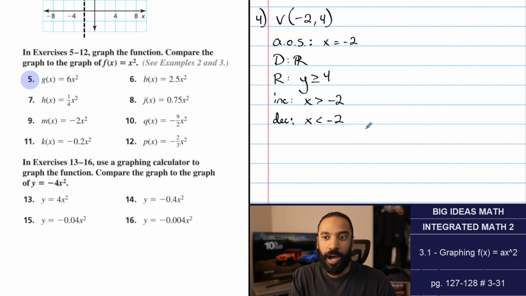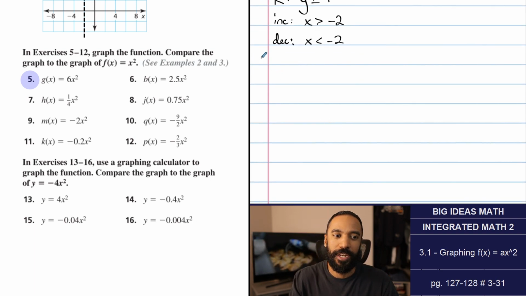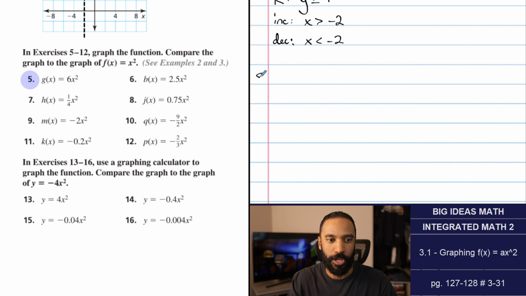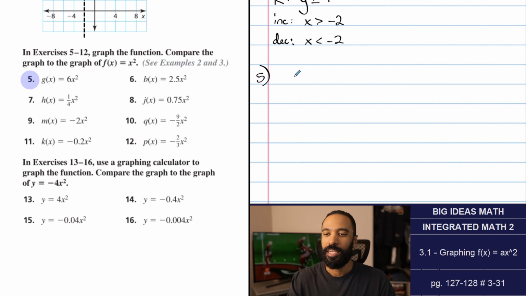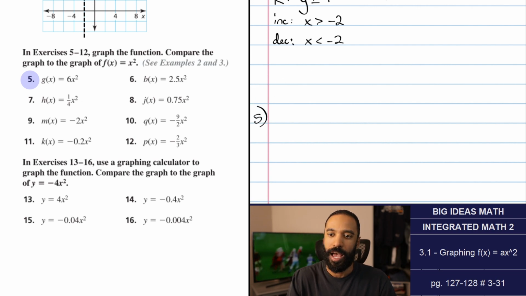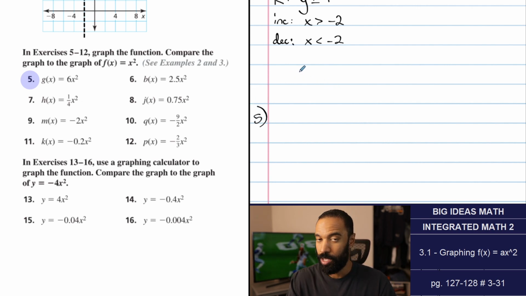Well, I can use mine. That's okay. But I don't imagine you guys all necessarily have one, unless you use Desmos. But numbers 5 through 12, graph the function. Compare the graph to f of x equals x squared. Keep in mind, before I do this on these other ones, for f of x equals x squared, I am not going to mention things that don't transform.